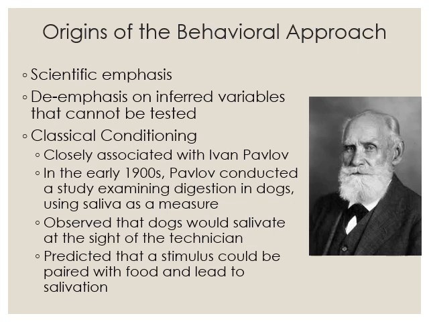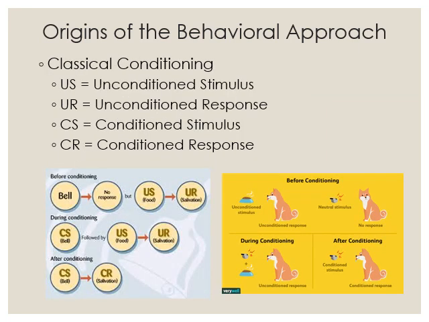You will likely remember this from your introduction to psychology courses. Classical conditioning is closely associated with Pavlov, and he conducted these studies with dogs back in the early 1900s, noticing that dogs would salivate at the sight of the technician. Pavlov predicted that a stimulus could be paired with food, and then that stimulus by itself could later lead to salivation. So Pavlov came up with this structured way to talk about conditioning and to operationalize conditioning.